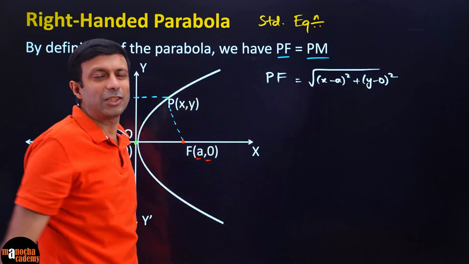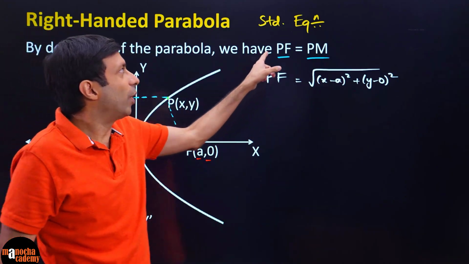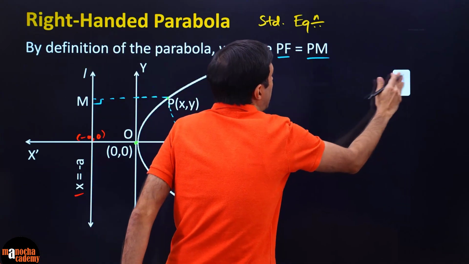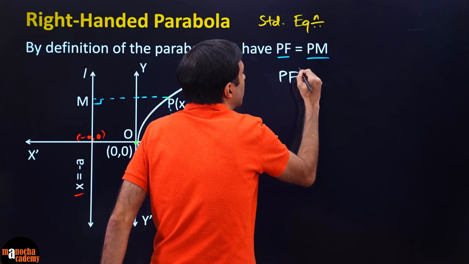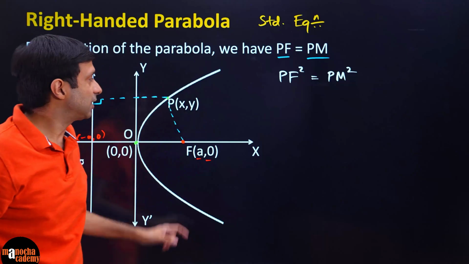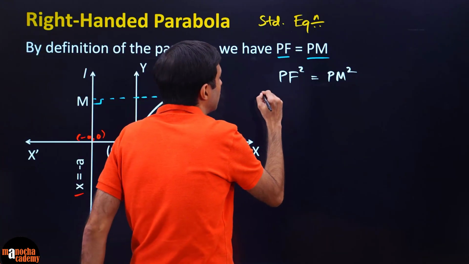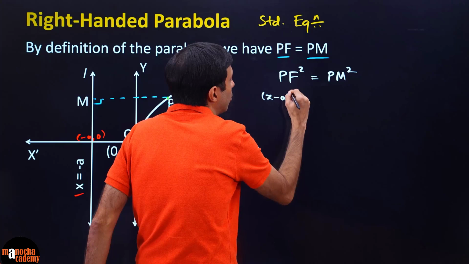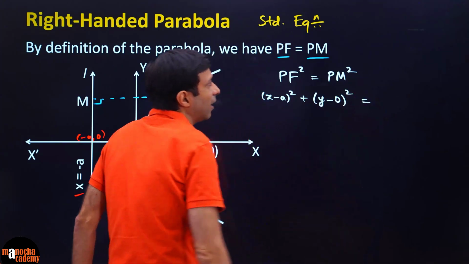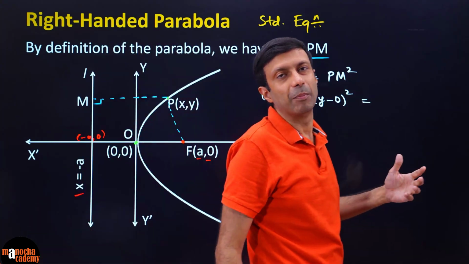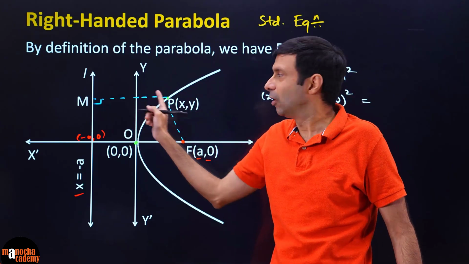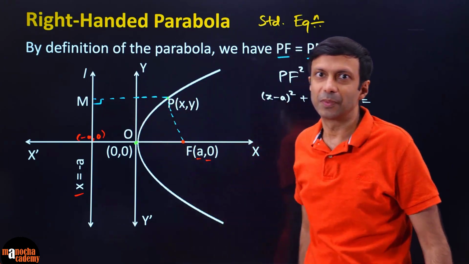But you know, we don't like all these square roots, so we can do something smarter. Why don't we square both sides of the equation? So rather than starting with PF, I'm going to start with PF square equal to PM square. The left-hand side, PF square, is basically going to be (x minus a) whole square plus (y minus 0) whole square. And now guys, can you tell me what is PM, or what will PM square be? So PM is this perpendicular distance, right, from this point (x, y) to this line. What will it be?